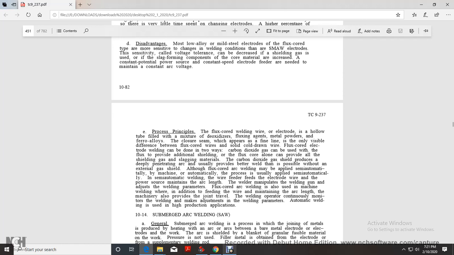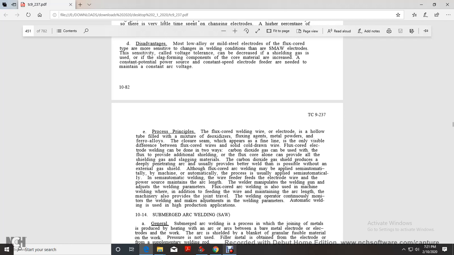Process principle. The flux core welding wire electrode is a hollow tube filled with a mixture of fluxing agents, metal powder, and ferro alloys. The closure seam will appear as a fine line, which is the only visible difference between flux core wire and solid cold drawn wire. Flux core electrode wire can be used in two ways. Carbon dioxide gas can be used with the flux to provide additional shielding, or the flux core can provide all of the shielding gas and slagging materials.